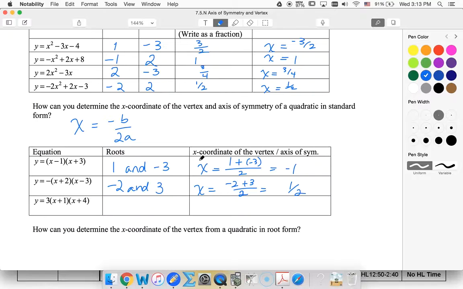So notice if I write x equals, I have an equation, and that's my vertical line, my axis of symmetry, and this value is the x-coordinate of the vertex. So I would take that and plug it in to get the y. So if I'm in root form, then I figure out the two roots and find the average of them. So -1 plus -4/2 is -2.5. So I average the roots.